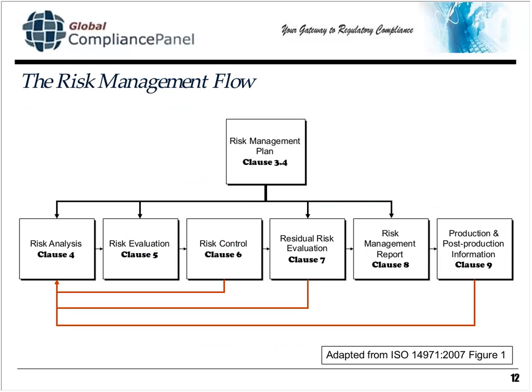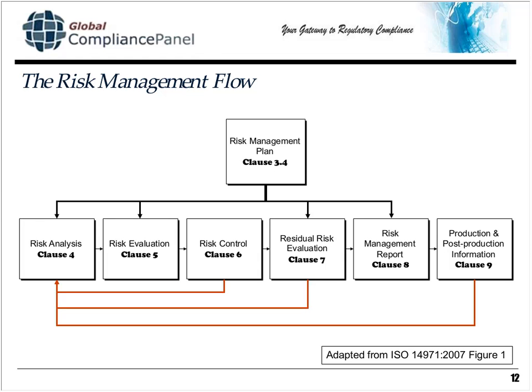Now, this is a major flow of how the risk management standard fits together. So the first thing you're going to do is develop a risk management plan. And the plan is described in Clause 3.4 of the standard. Then, utilizing the information in the risk management plan, you're now going to start to execute the plan. And the first thing you're going to look at is risk analysis. Now, risk analysis is going to start with a hazard, and it's going to follow it until we get to harm that could be caused to users or patients or the environment. And then we're going to estimate the risk associated with each one of those harms.